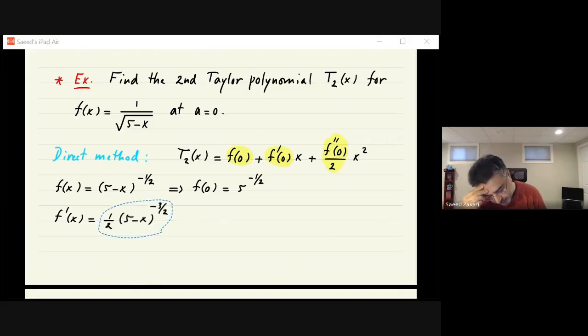I have not forgotten that negative here. There was a negative, but by the chain rule, I have to multiply by the derivative of 5 minus x, so minus minus is plus, so that's not a typo. And that means f prime evaluated at the origin is 1/2 times 5 to the power negative 3/2.